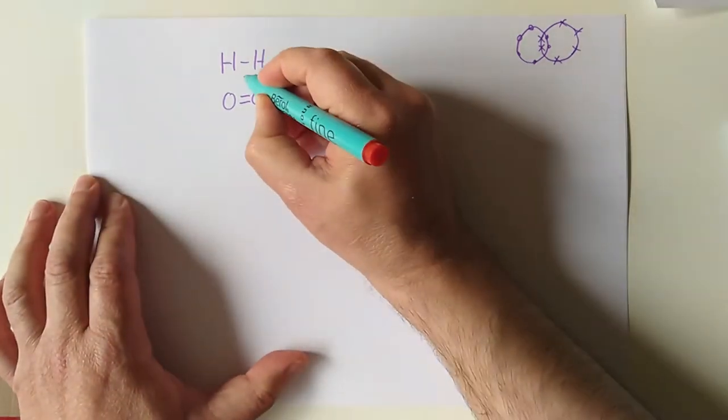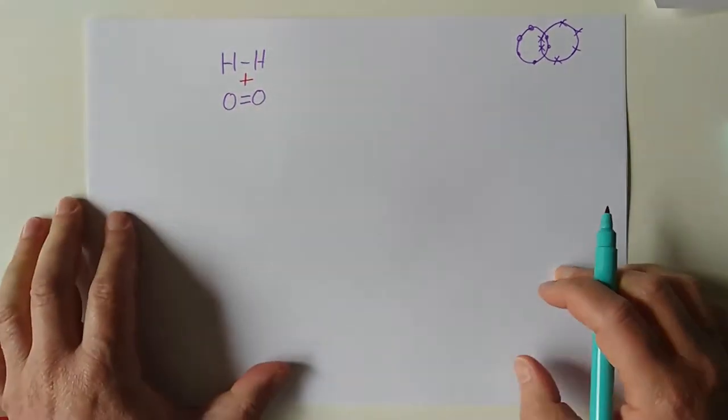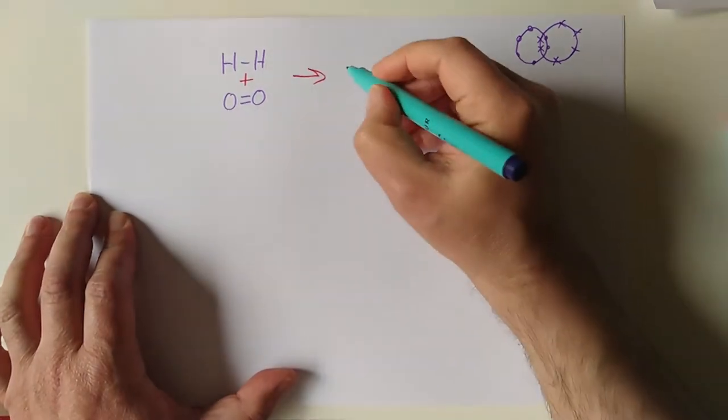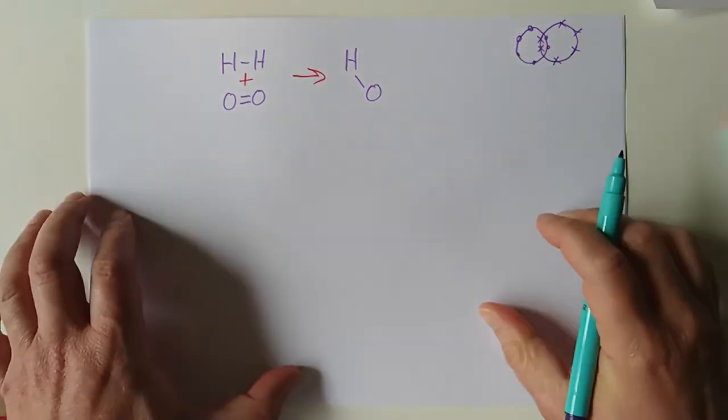They are going to react together. Now, chemical reaction, of course, means you break apart all these old bonds, you switch them around a bit, and we create some brand new chemical products. So we're going to take hydrogen and stick it to an oxygen.